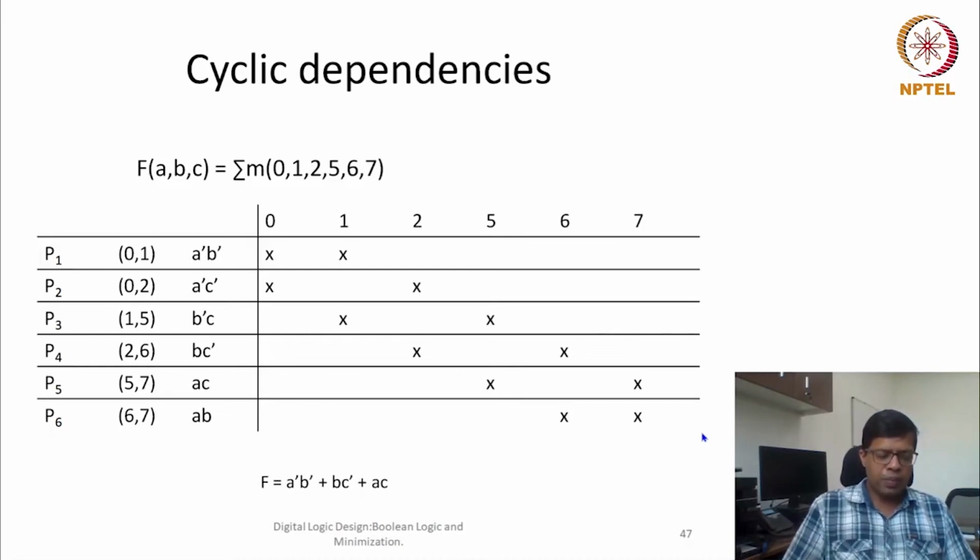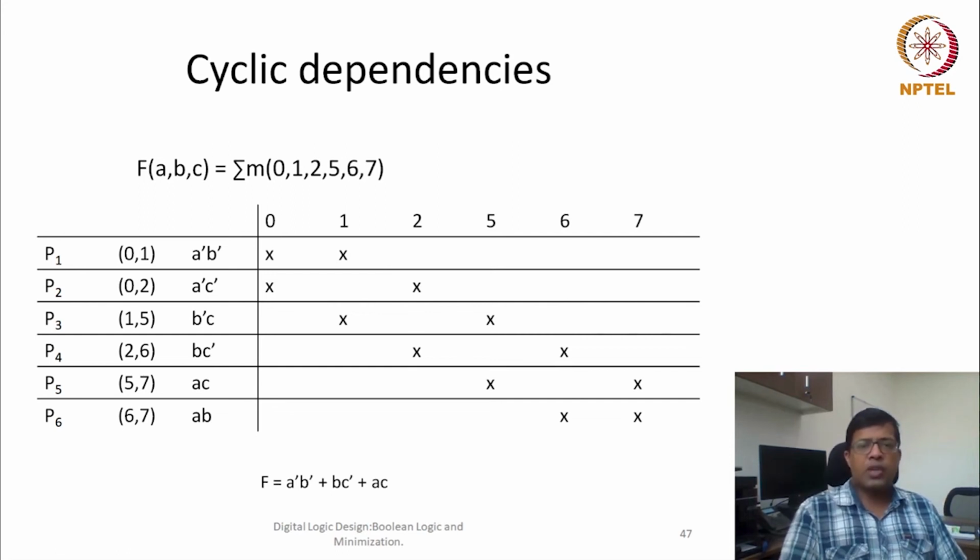In such cases, one idea could be that we do a coin toss and randomly select the first one. Let's say I had to make a choice for the 0th min term. For the 0 min term, I have two choices: either I select 0, 1, or basically A dash B dash, or I select A dash C dash. Let me say I select the first one, A dash B dash. Because I am selecting A dash B dash, this implicant will take care of min term 0 as well as min term 1.